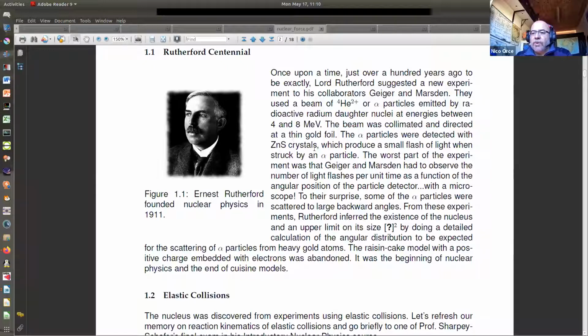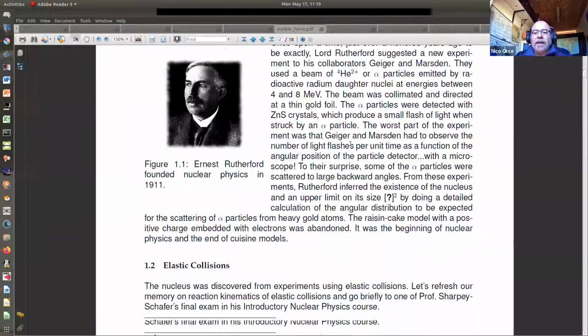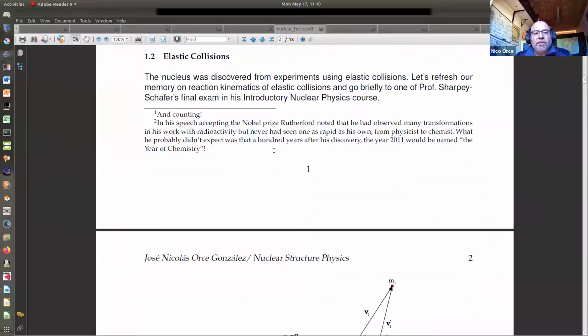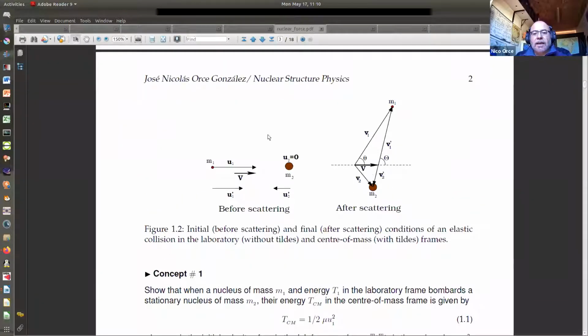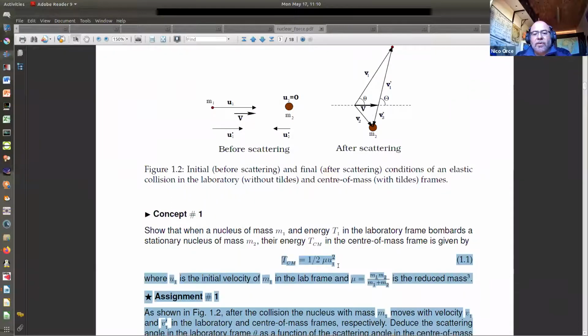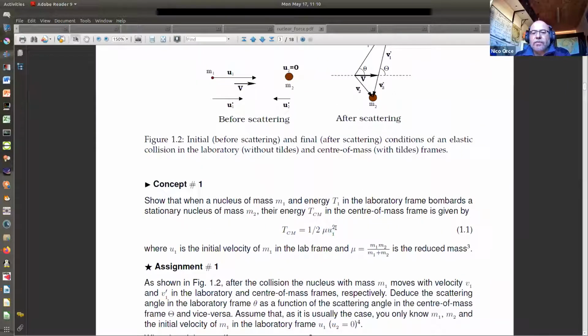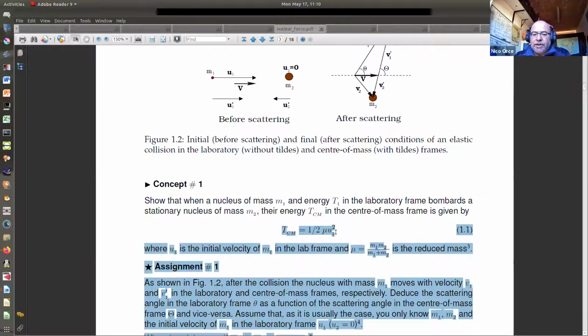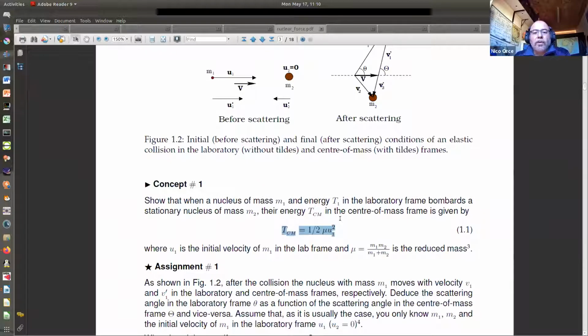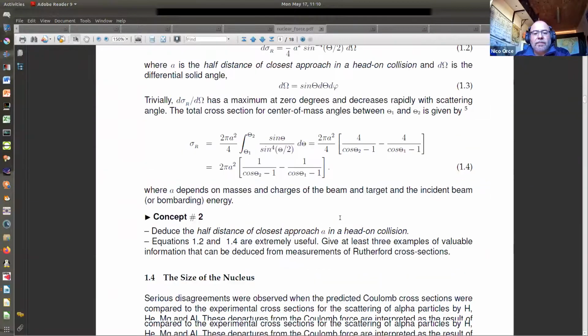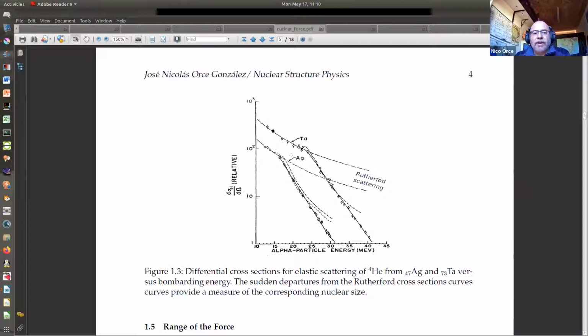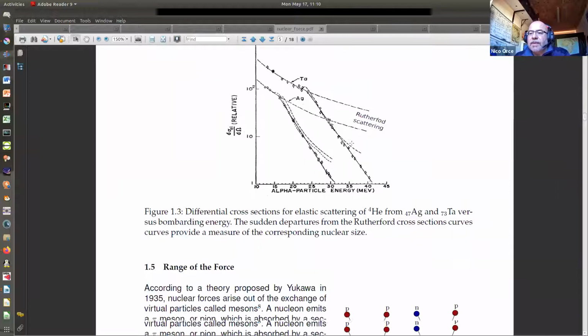In this chapter, we also summarize a little bit of what we learned before. Again, it's important that we go through Krane's first chapter, and we read that in detail. Then here we have the Rutherford experiment, some elastic collisions, some nomenclature, basically this formula that you use for determining the nuclear radius, the range of the nuclear force. Actually, the nuclear radius, the size of the nucleus, from this plot that we saw the other day, for silver and tantalum. This is what we introduced last week, and everything is specified here.